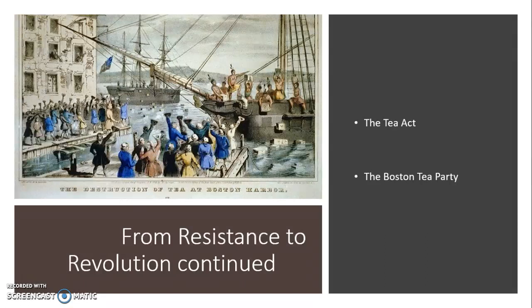But one ship is eventually able to dock, and the Sons of Liberty will disguise themselves as Mohawk Indians. They will sneak onto the ship. They will pour 45 tons of tea, which equals something close to 90,000 pounds of tea, into the Boston Harbor, which is very wasteful of tea, of course, and that event is known as the Boston Tea Party. This will also spark protests in other colonies as well.